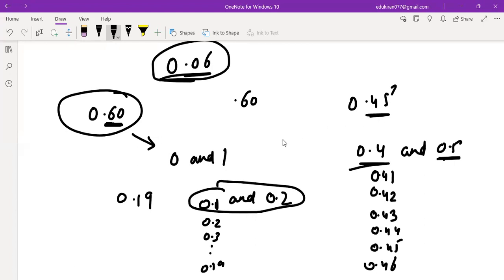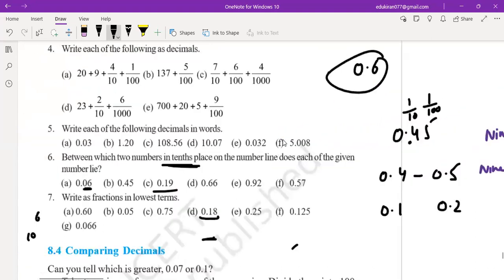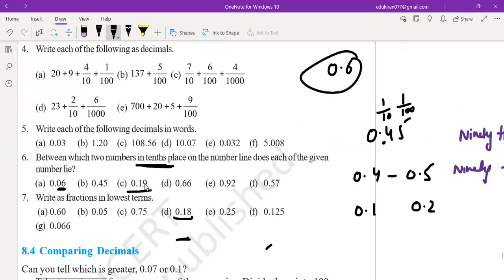That's it. I hope I have made myself clear. So I have done up to 3. The 0.06 will lie between 0 and 1. This will lie between 0.4 and 0.5. This will lie between 0.1 and 0.2. The rest you have to do, these 3, and then we will discuss the answer. Okay. Okay, ma'am.